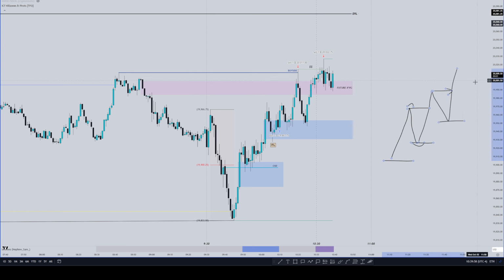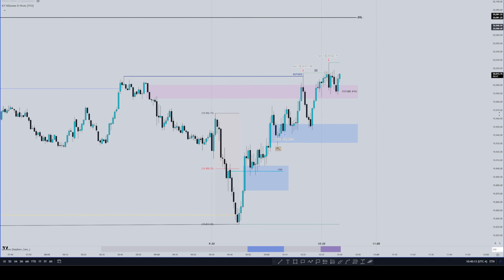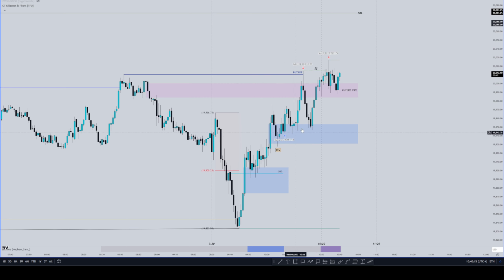You want to basically just be the other way. So if we're retracing, move here to here. Once this is broken, move it to here. Easiest way to move stop. And then obviously as you take partials and things like that, you can be a little more aggressive with it. And time of day also makes it more aggressive.